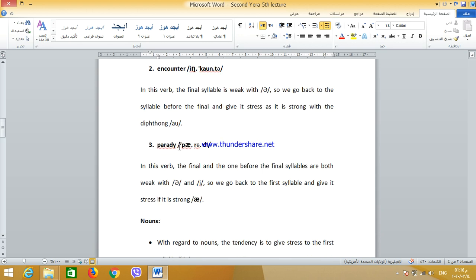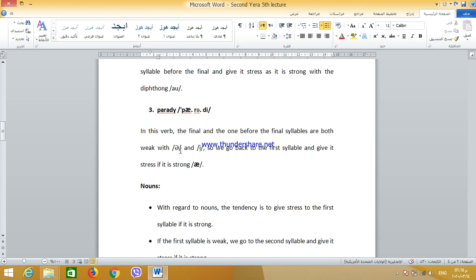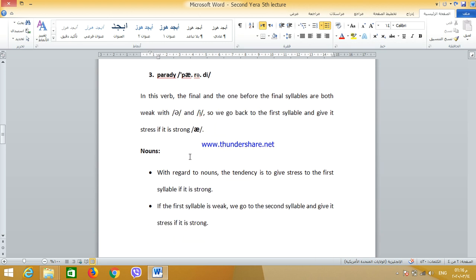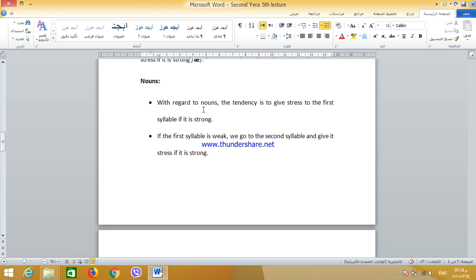And a third option, in which the first syllable is stressed, is also possible. Okay? Now, these are the rules related to verbs. What are the rules related to nouns?